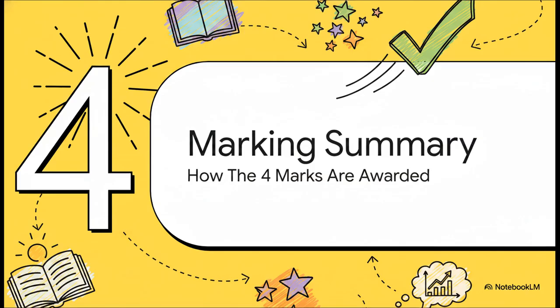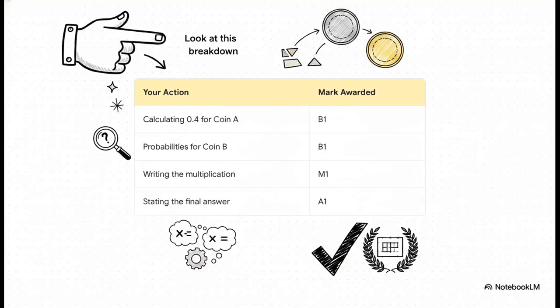So let's just take a breath and put it all together. Let's do a quick recap of exactly how we secured every single one of those 4 points. Look at this breakdown. It's so clear. Our first B1 mark came from finding that 0.4 for coin A. Our second B1 mark was for correctly filling in all the probabilities for coin B. Then came that absolutely crucial M1 method mark, just for writing down 0.6 times 0.55. And finally, the A1 accuracy mark for getting the answer 0.33. It really is a blueprint for how to answer the question perfectly.